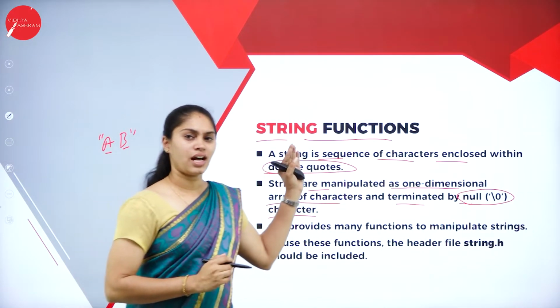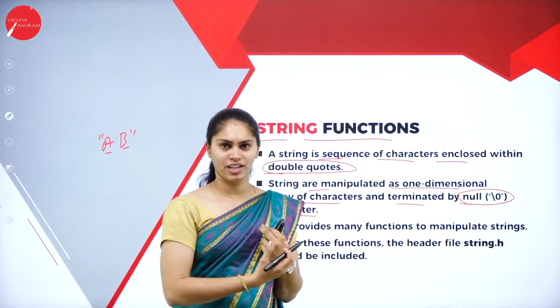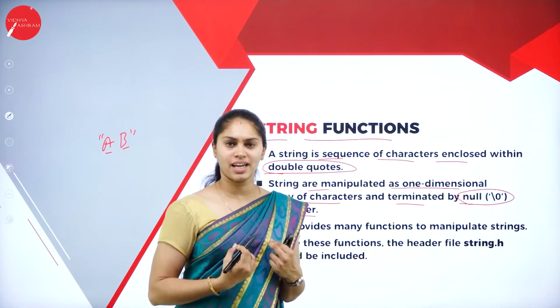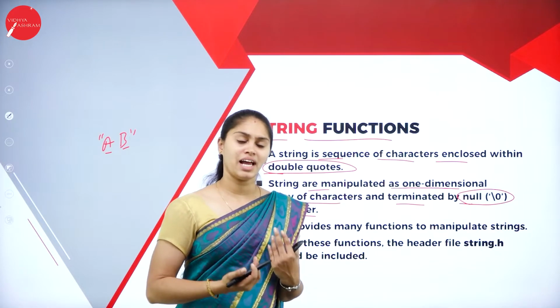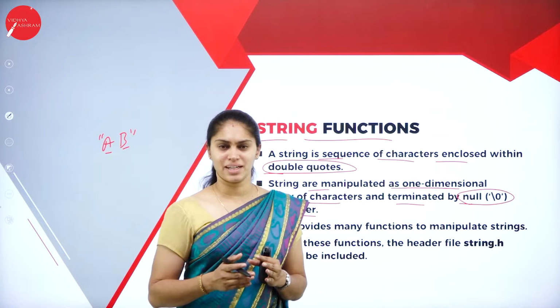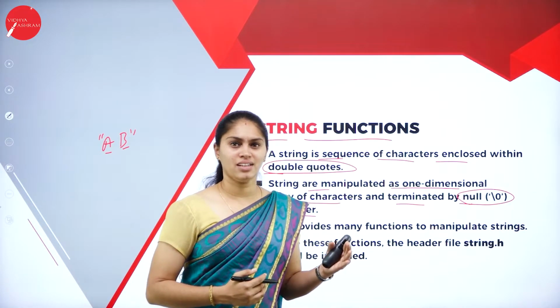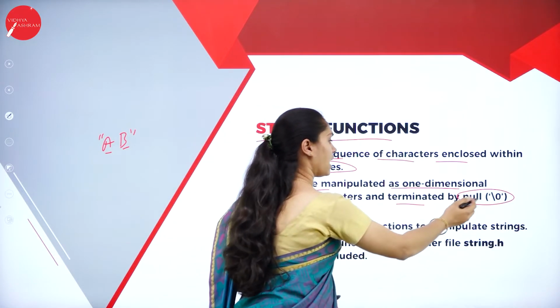So understand one thing: a string is nothing but a sequence of characters. We can represent this string with the help of the array concept. An array is a collection of homogeneous elements. But in a string, how will I get to know the end of the string? That is with the help of the null character.